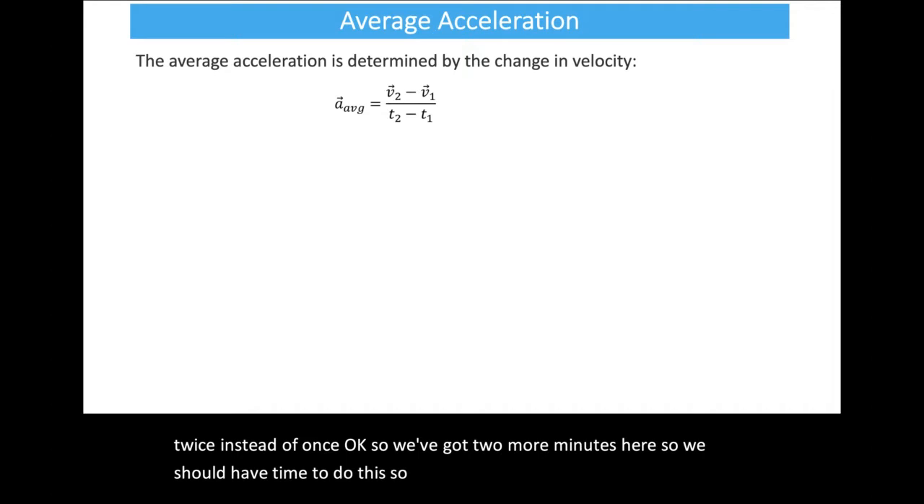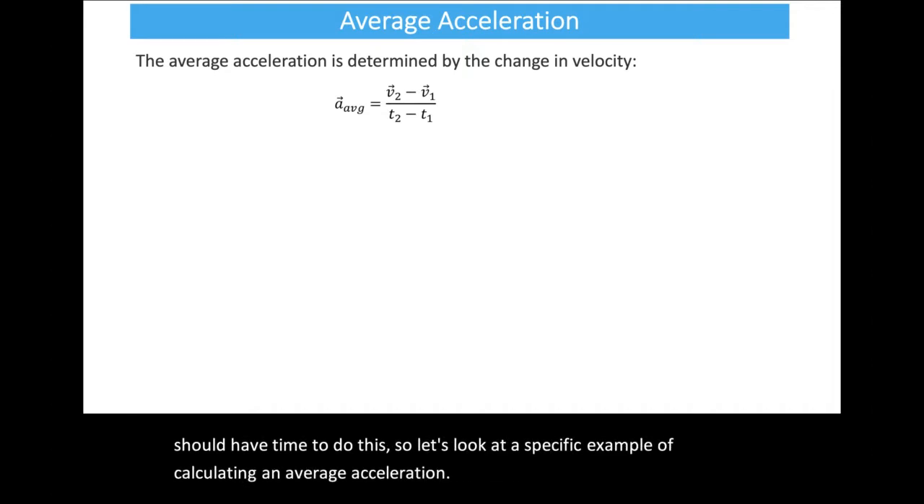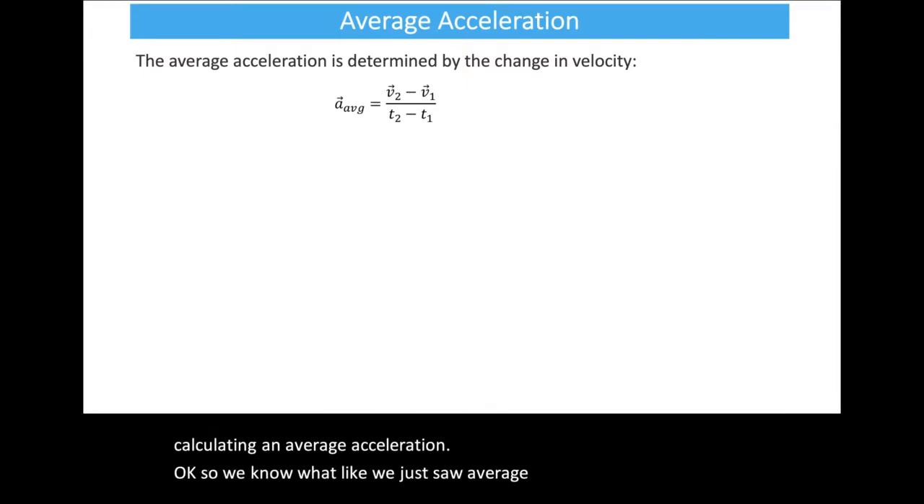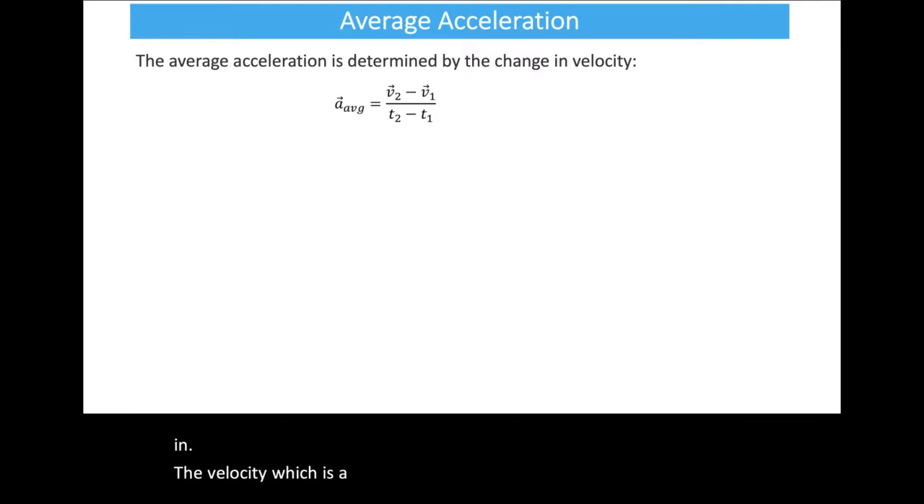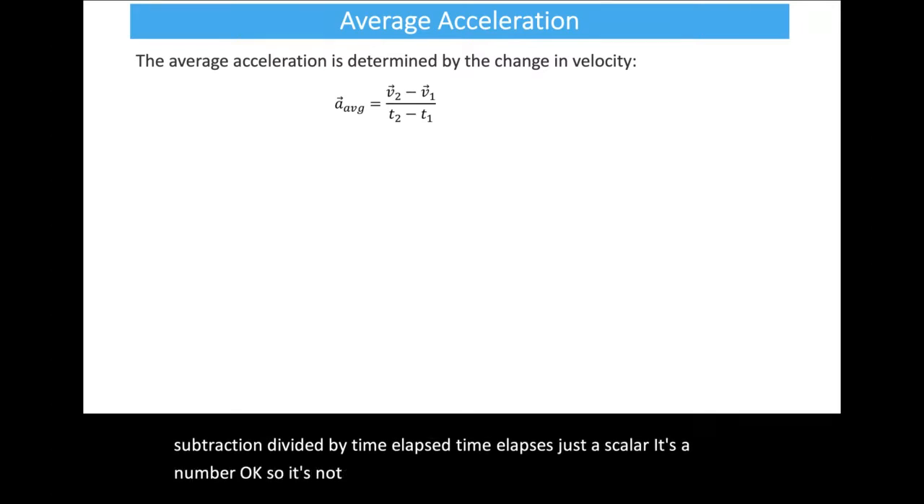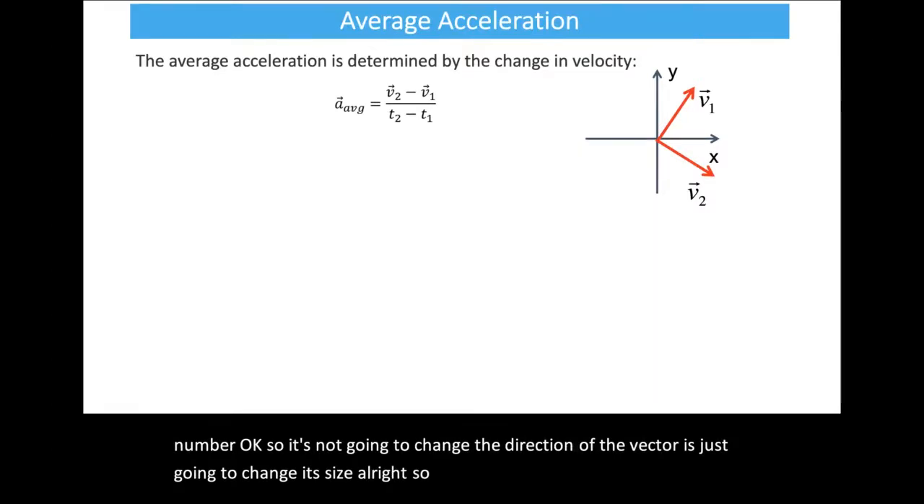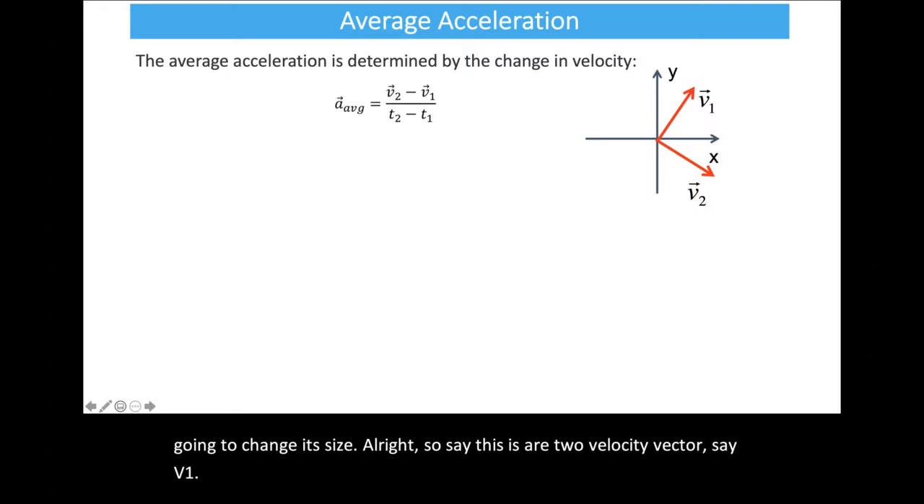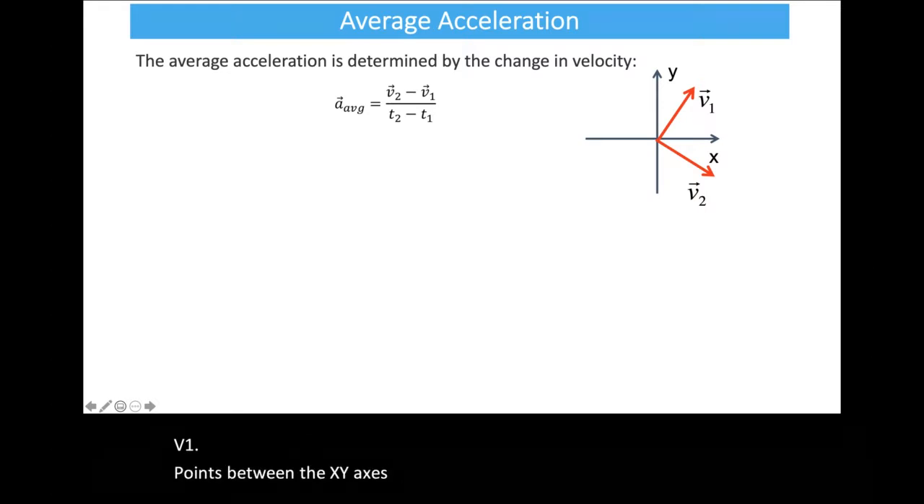So let's look at a specific example of calculating an average acceleration. Okay, so we know, like we just saw, average acceleration is the change in the velocity, which is a difference between two vectors, a vector subtraction, divided by time elapsed. Now, time elapsed is just a scalar, it's a number. Okay, so it's not going to change the direction of the vector, it's just going to change its size. All right, so say this is our two velocity vectors. Say v1 points between the x and the y axes like this, whereas v2 points below the x-axis like this.